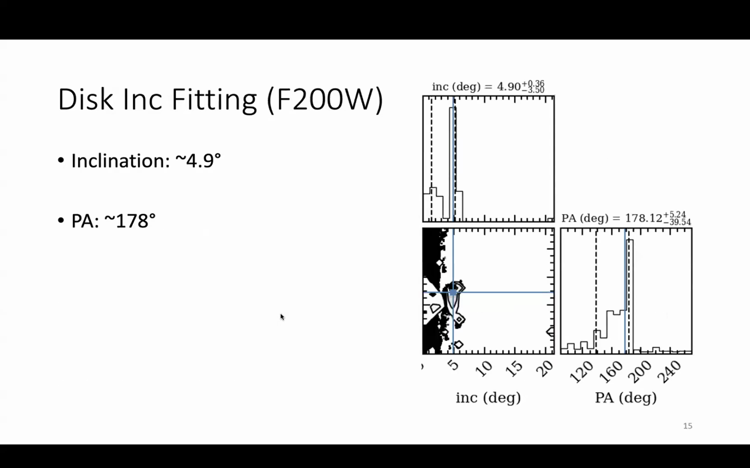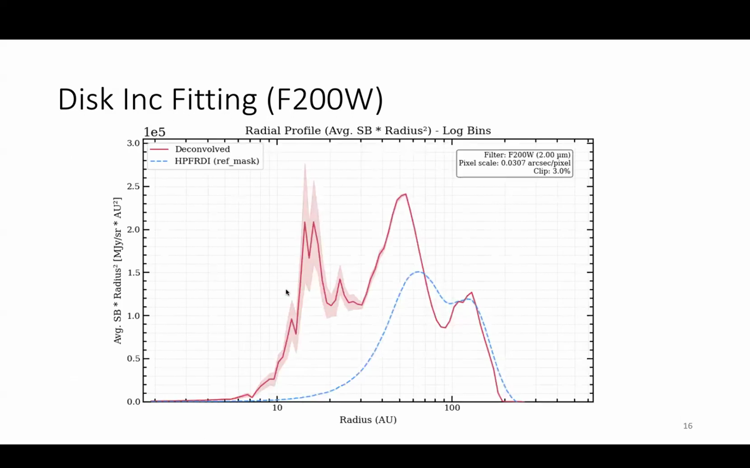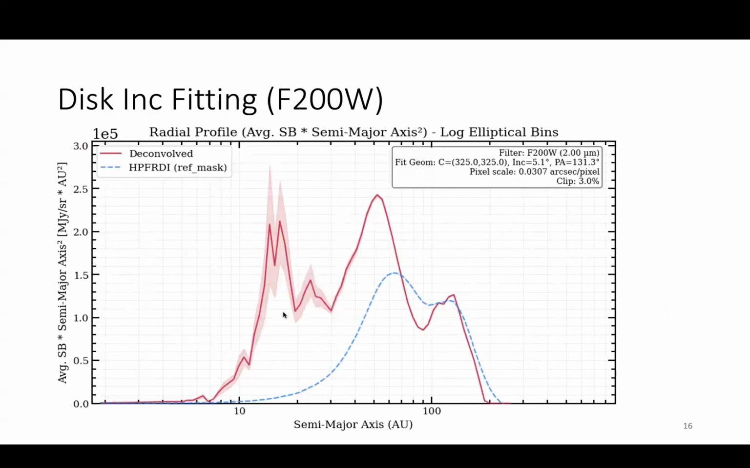And here are the results for F201. You can also see the radial profile before the fitting and after the fitting. If we consider the inclination, you can see a little bit of improvement. The error bar here is smaller after fitting the inclination and position angle.